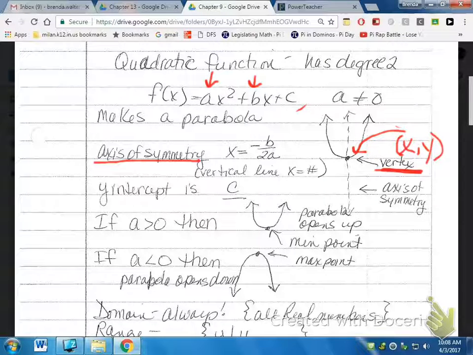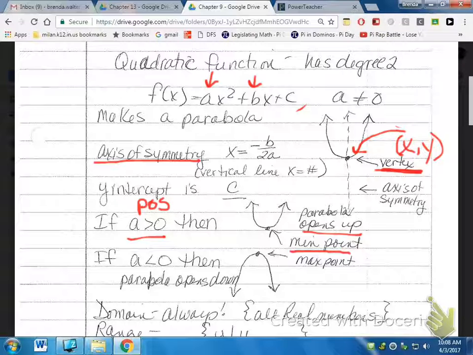And a couple of things, I told you that it could open up or open down. So if a, the number in front of your squared term, is greater than 0, in other words, if it's positive, that means the parabola opens up. And if it opens up, your vertex is called a min point. That means the lowest point, the minimum, the lowest point on the parabola.